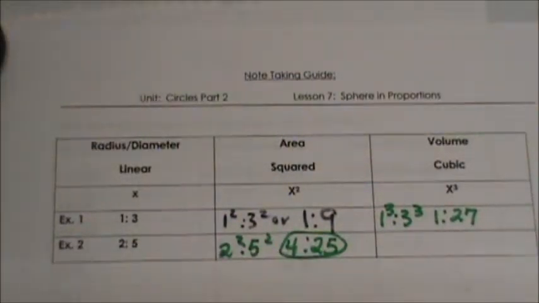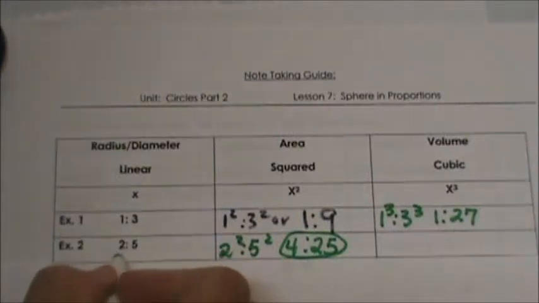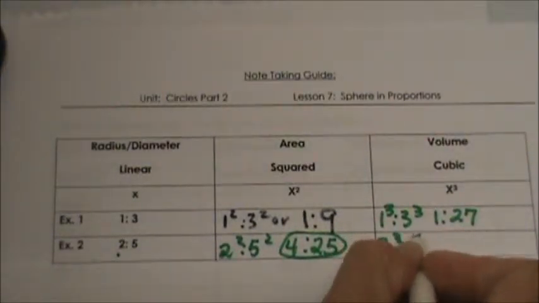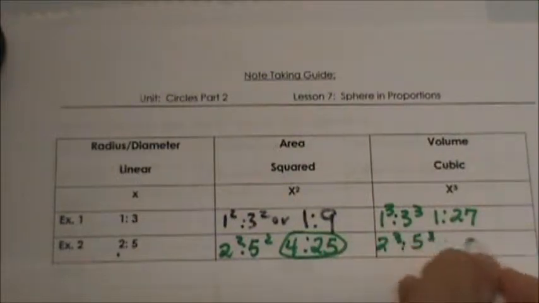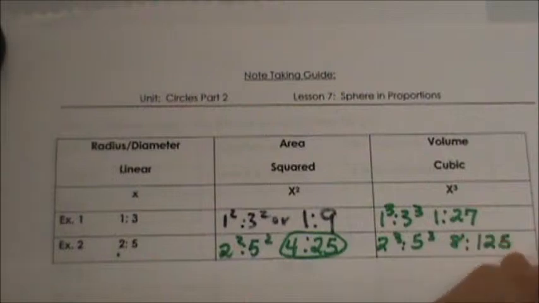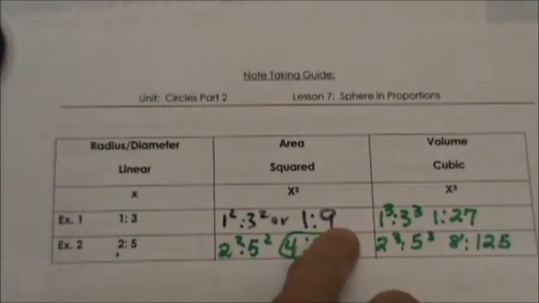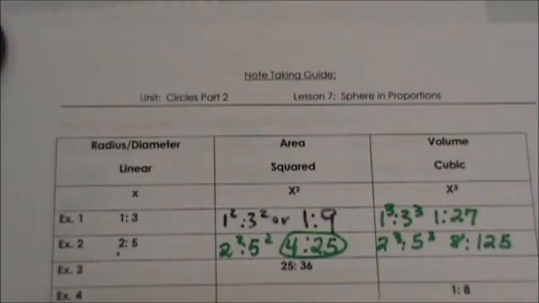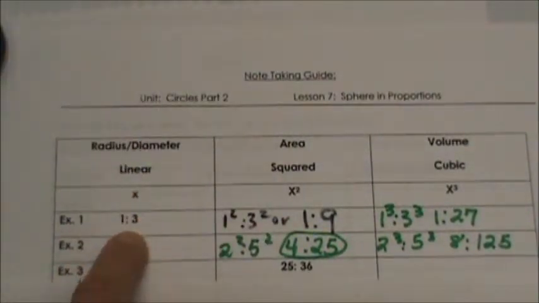How about the ratio of the volumes? Well, I go back to the linear measurement and I cube them. So 2 cubed to 5 cubed. 2 cubed is 8, 5 cubed is 125. So the volumes are in a ratio of 8 to 125. Okay, so let's look at one where we are not given the ratio of the linear measurement.